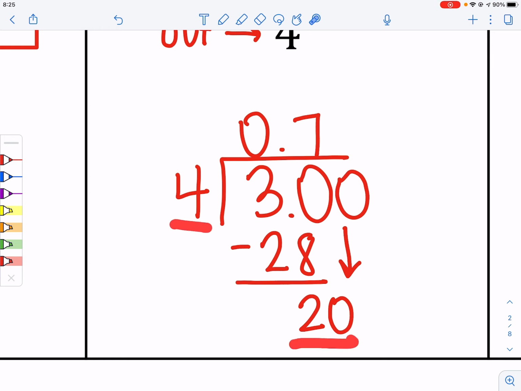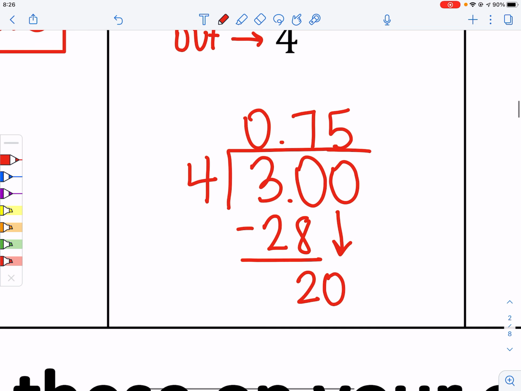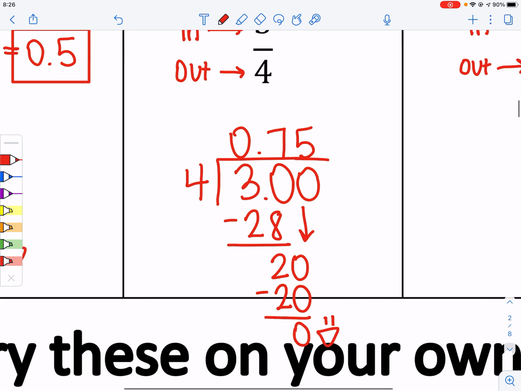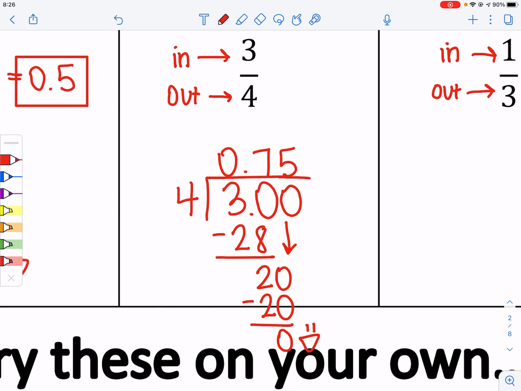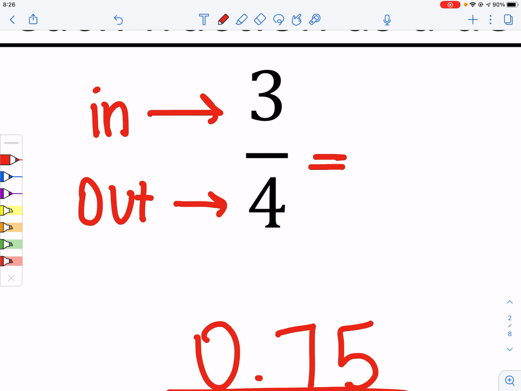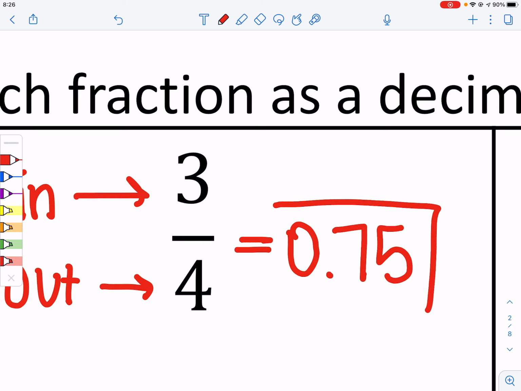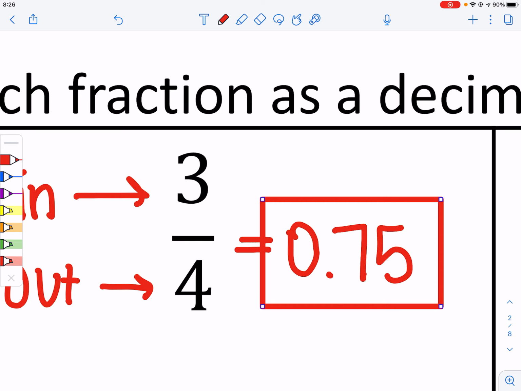4 goes into 20, 5 whole times. 4 times 5 is 20, so I'm left over with 0, which makes me happy. All right, so the final answer here is 0.75. All right, and again, you may have known that one.